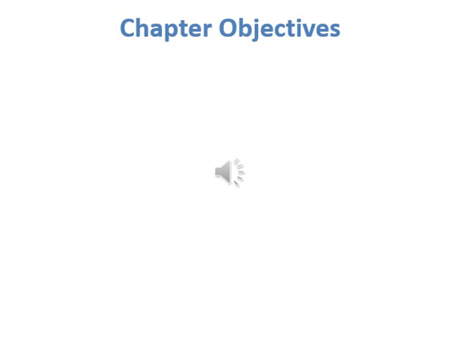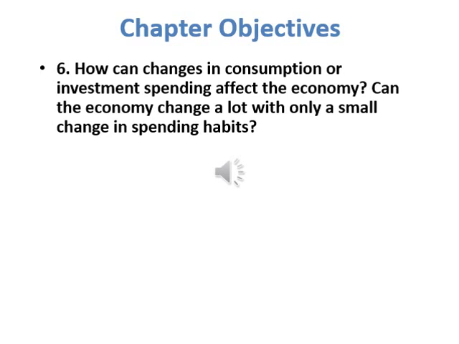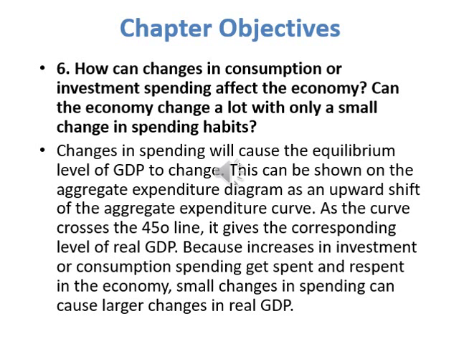Chapter Objectives. 6. How can changes in consumption or investment spending affect the economy? Can the economy change a lot with only a small change in spending habits? Changes in spending will cause the equilibrium level of GDP to change. This can be shown on the aggregate expenditure diagram as an upward shift of the aggregate expenditure curve. As the curve crosses the 45° line, it gives the corresponding level of real GDP. Because increases in investment or consumption spending get spent and respent in the economy, small changes in spending can cause larger changes in real GDP.